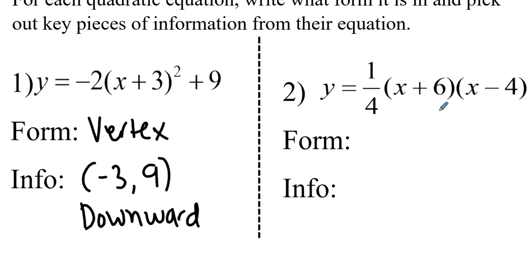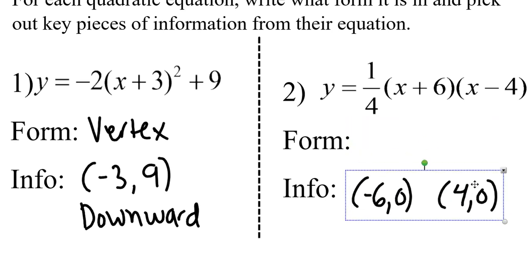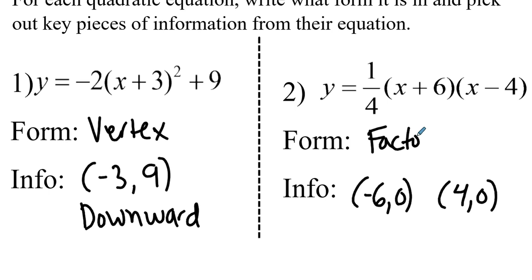This is in factored form. The x-intercepts are going to be at -6, 0, and 4, 0. And because it's a positive out front, oh, oopsies, I wrote the info here. I need to say what form it's in. I said it, hopefully, but I didn't write it. It's factored. X-intercepts are at -6, 0, and 4, 0, and then the graph is going to open upward because it's positive out front.